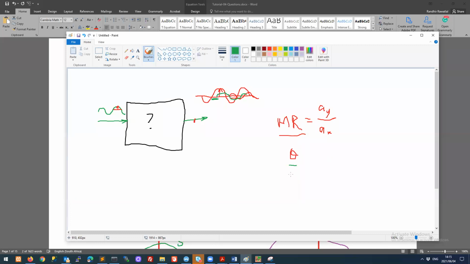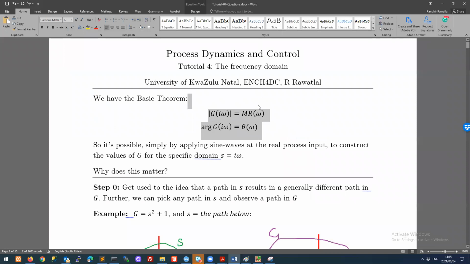So MR and theta, I hope you'll agree, is something that you can measure directly from the process. And in fact, you already did that in your practical. You applied a sine wave and you measured a sine wave and you worked out a magnitude ratio and a phase angle. So that's all fine. So we can measure these two functions.